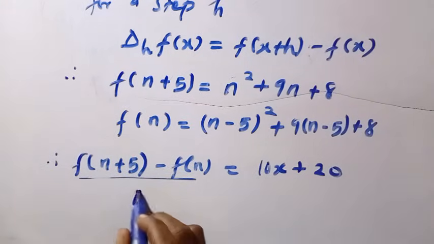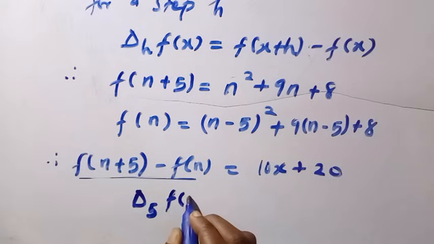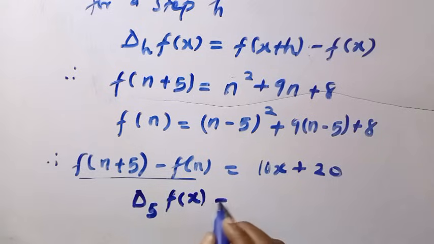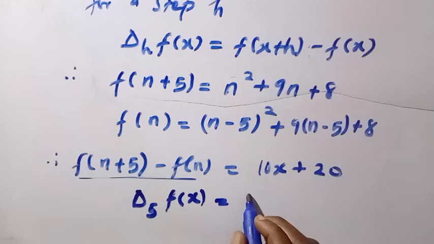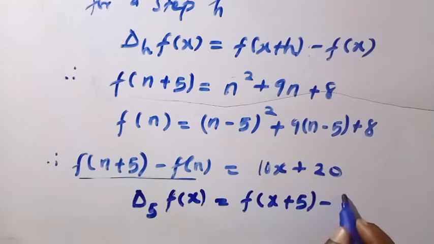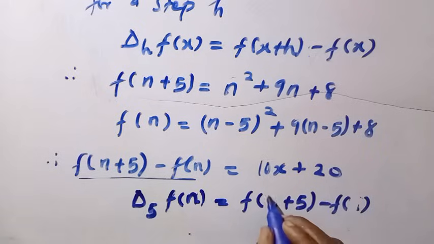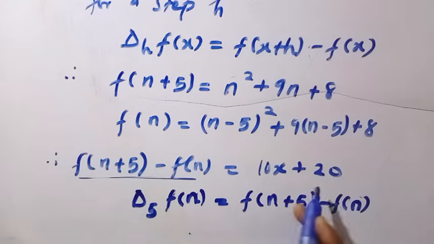So the change in 5 of f of x equals f of x plus 5 minus f of x. Here we use n, so we can just change it to f of n. Let's just use n for consistency. So we have f of n plus 5 minus f of n, and looking at this, we have 10n plus 20.